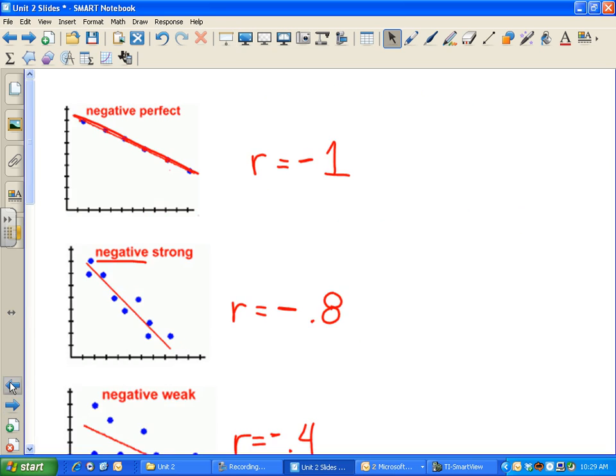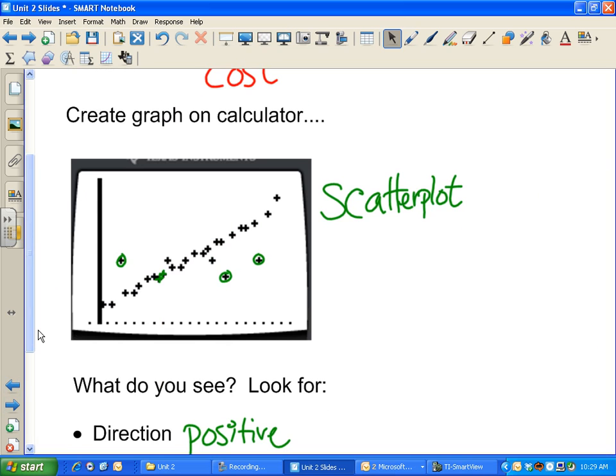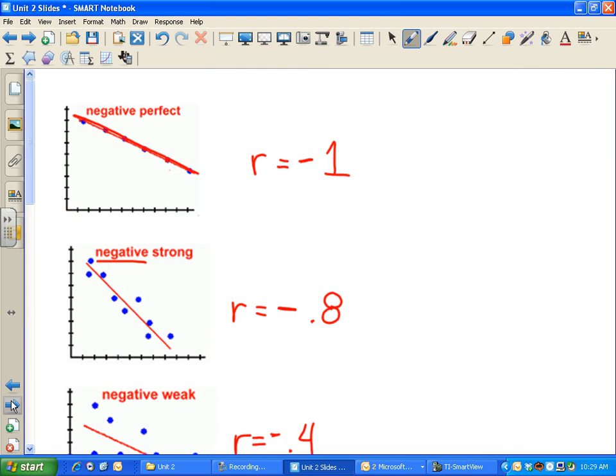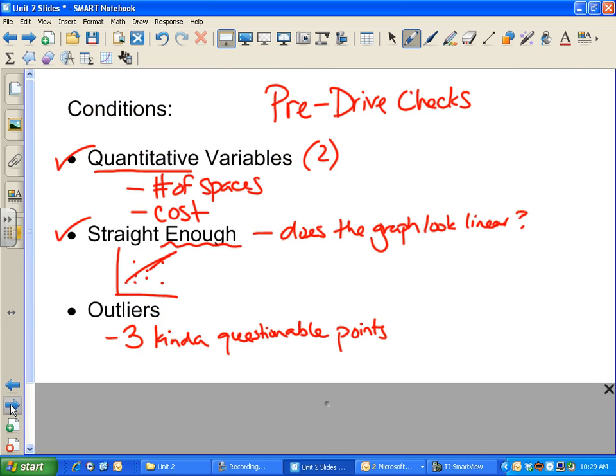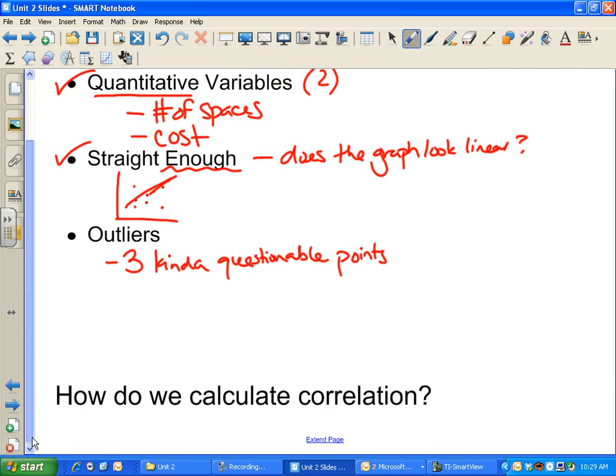So again, just to refresh your memory, I'm referring back to this scatter plot. Okay. Notice I had 2 quantitative variables. I had the number of spaces as my x variable, the cost as my y variable. It definitely looks like I'm straight enough, and I'm acknowledging that there were a few unusual points. Once I've checked those things, then I'm ready to go. I can now look for a correlation.